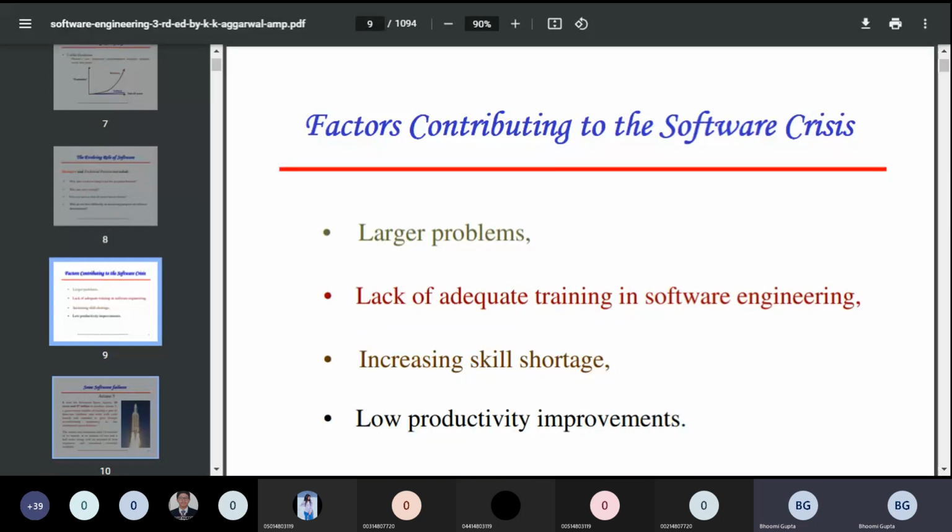And then we have low productivity improvements. Productivity has been done, more code has been made, more software has been there, more versions of the software have been released, but still it is not adequate. They need to be improvised, or they need to be improved.